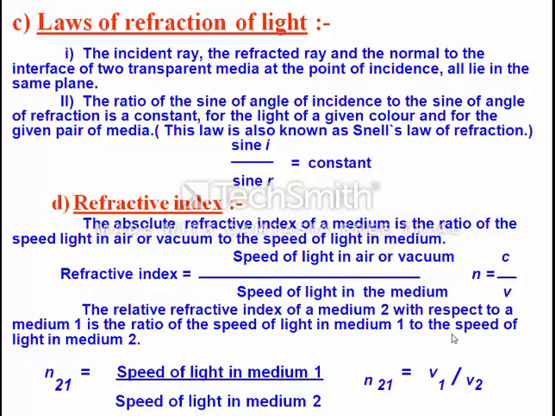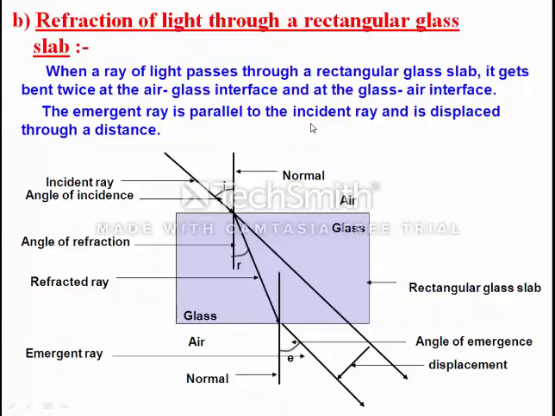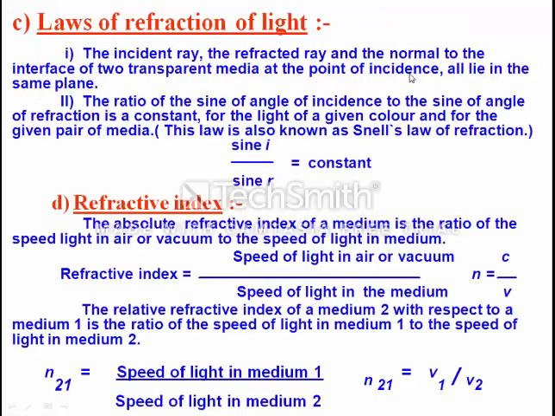In the reflection part, we talked about the law of reflection of light. Now here we will talk about the law of refraction of light, and there are two laws of refraction of light. The first law says that the incident ray, and here not the reflected ray but the refracted ray, and the normal to the interface of two transparent media at the point of incidence, all lie in the same plane.